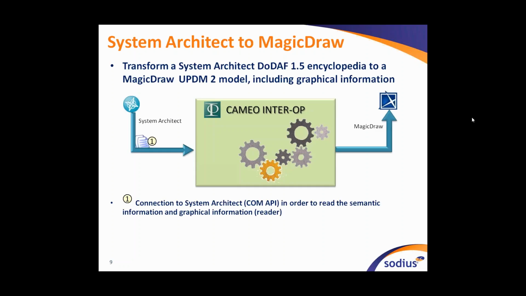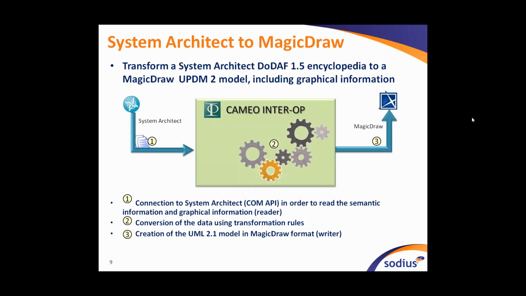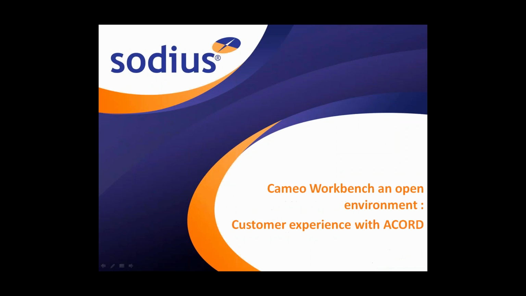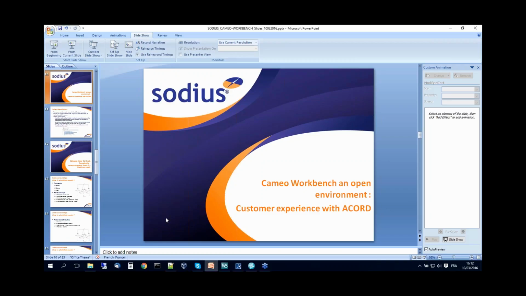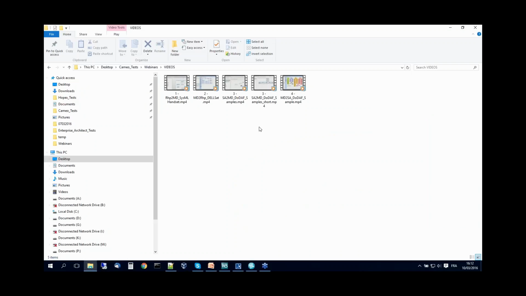How it works: first, we connect to System Architect through the COM API to read the semantics and the graphical information, so we call that a reader. Then we convert the data using the transformation rules, and we create a UML 2.1 model that MagicDraw can read. We use a writer for that.